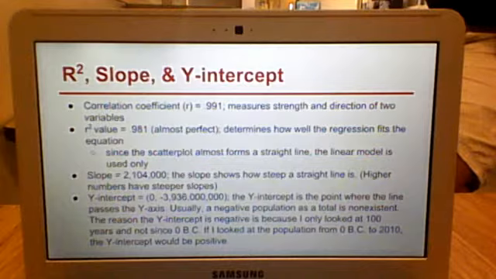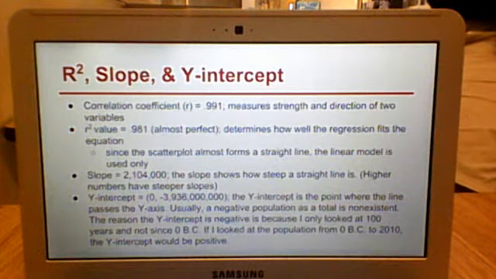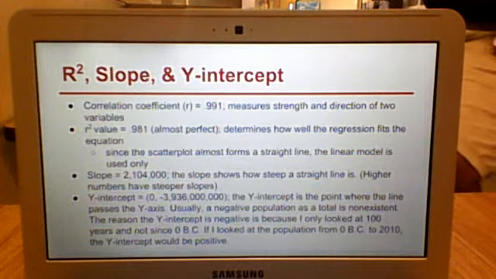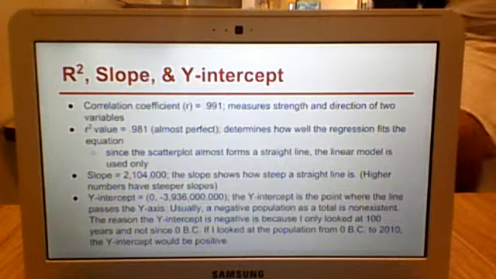So based off of my correlation coefficient being 0.991, it's a good fit. Also, my r-squared value is 0.981, which is almost perfect, and it determines how well the regression fits the equation. Since the scatter plot almost forms a straight line, the linear model is used only. The slope for my equation is 2,104,100. The slope shows how steep the straight line is, and higher numbers have steeper slopes.